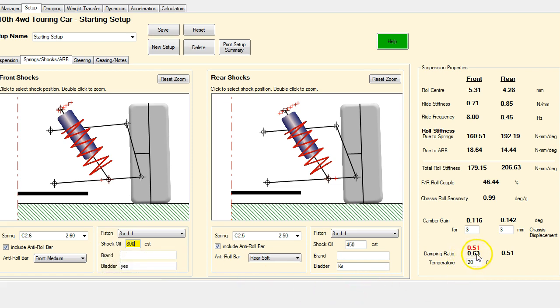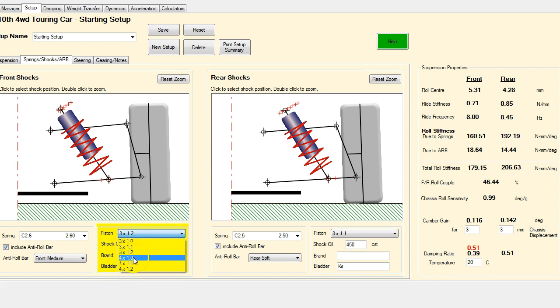You're up over 0.6 now. You're 0.63. So similarly, we can change our pistons. If we go to smaller holes, we're going to get higher damping. If we go to larger holes, we're going to get less damping. You can also go to more holes.